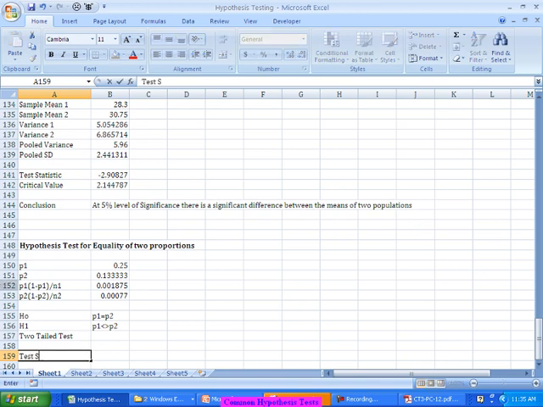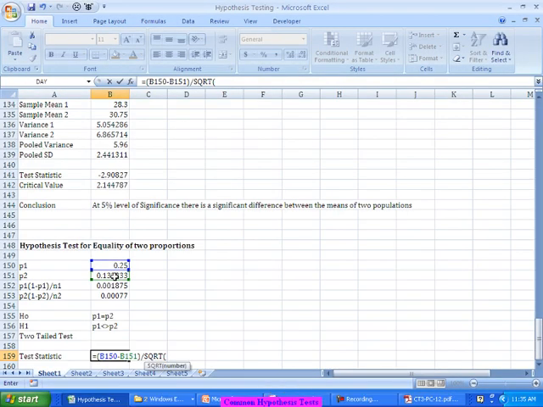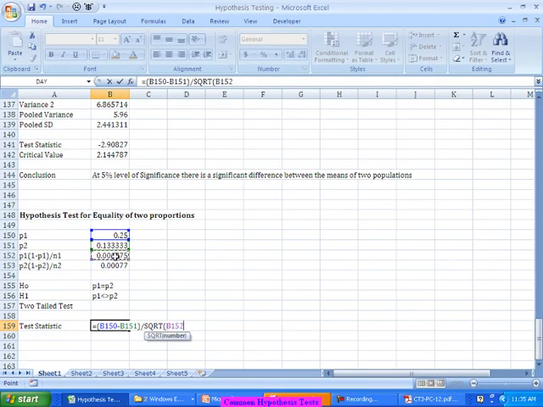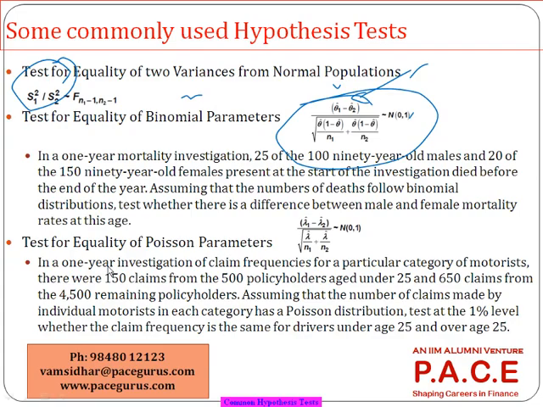So based on that, if I compute the test statistic, what is that? The proportion 1 minus the proportion 2 divided by the square root of p into 1 minus p by n1, p into 1 minus p by n2 kind of stuff. So square root of this plus this. So this is our test statistic, which has come out to 2.26, and we are saying that it follows a standard normal distribution with 0, 1.